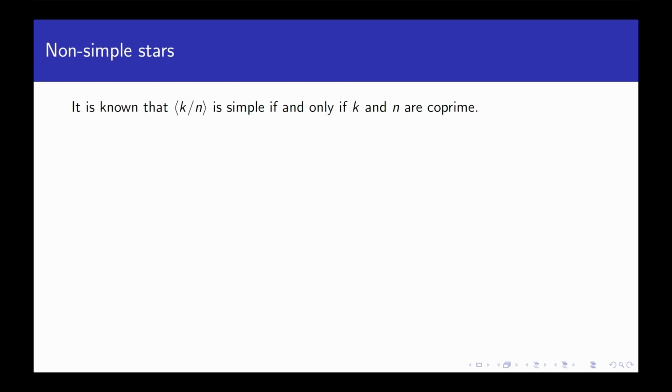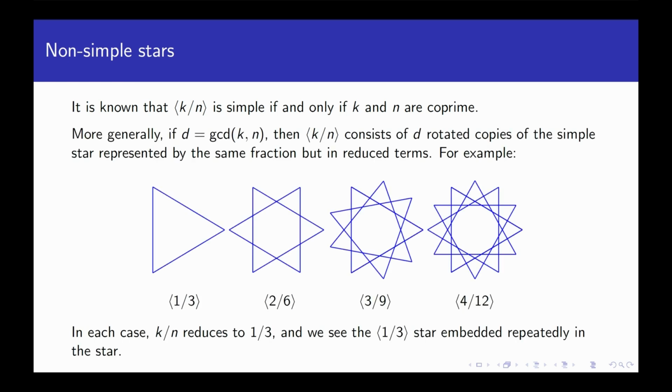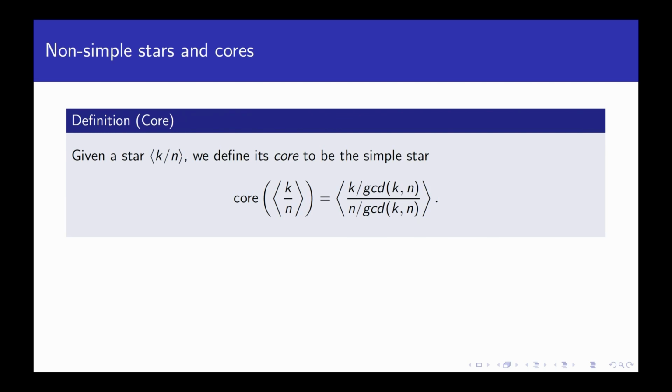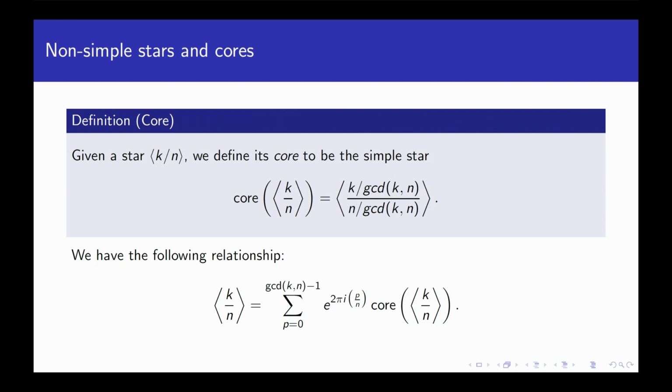So it's well known that stars are simple if the skip step and the number of points are co-prime to each other, and more generally, if d is their greatest common divisor, the star you're getting actually consists of d copies of a simple star embedded and rotated around. So there's 1/3, 2/6, 3/9, 4/12. All of those fractions reduce to 1/3, and 1/3 is that triangle that you see embedded in each one of these things. That simple star that's embedded doesn't traditionally have a name, but I'm going to call it the core, and here's a terrible formula for what the core is. But the basic idea is that every star is just a core star and then rotated copies of it to build something more elaborate.